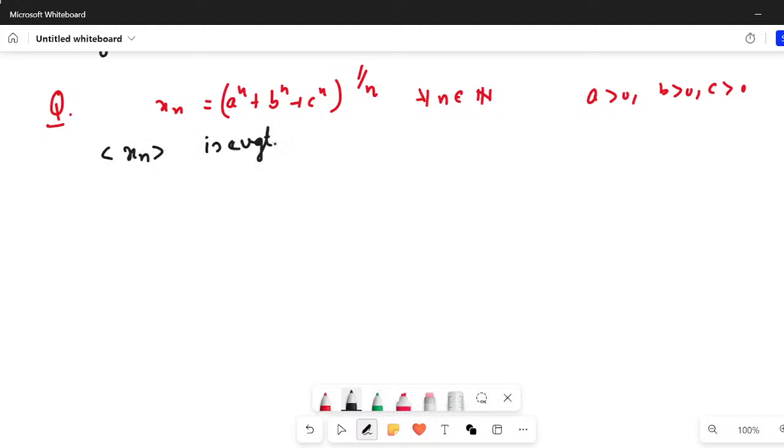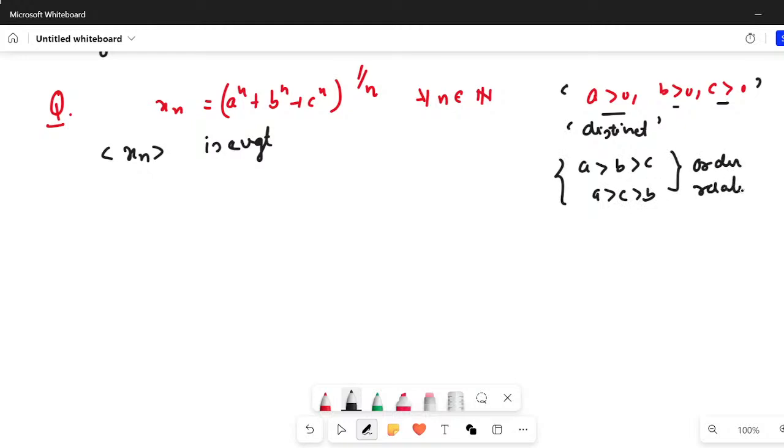How come? See, these are all positive real numbers, and also distinct positive real numbers. Now from the law of trichotomy, you know that a would be greater than b, or greater than c, or some such order relation. If there are three distinct positive real numbers, one has to be greater than another. So let me define the maximum of a, b, c as alpha.